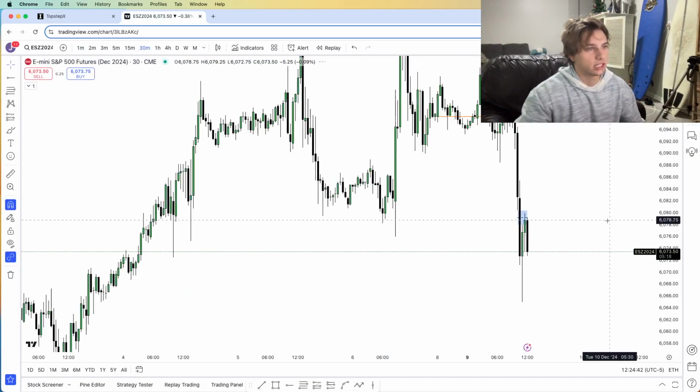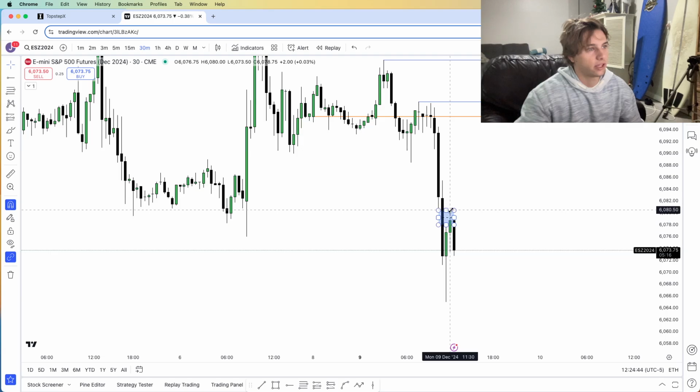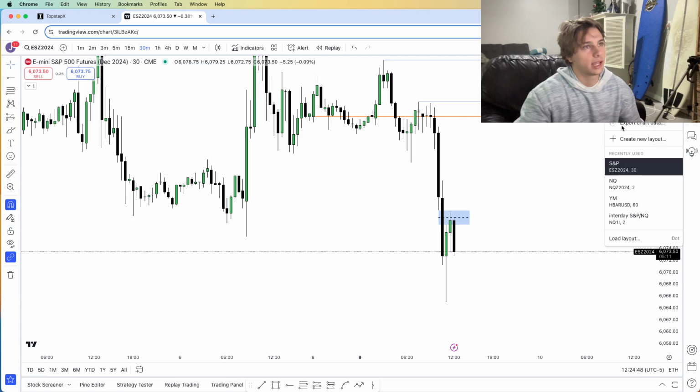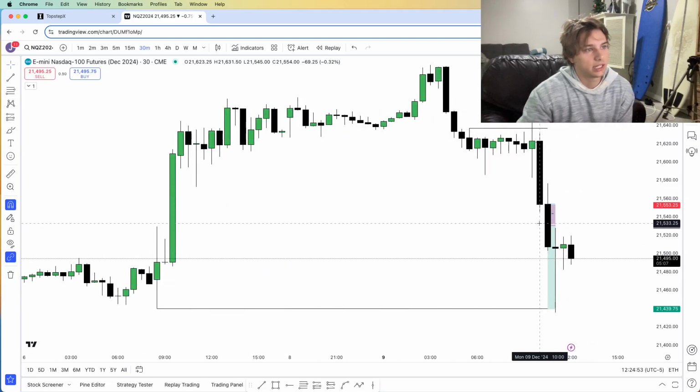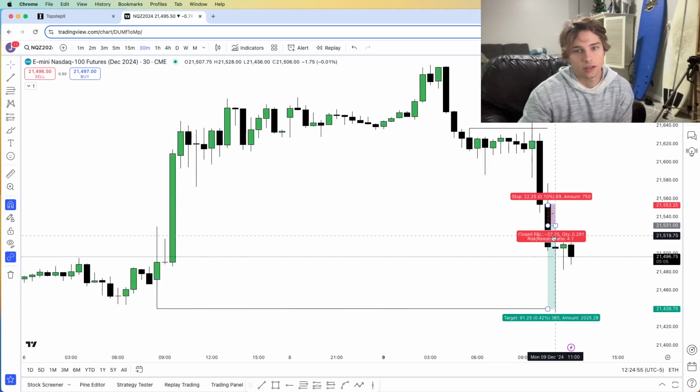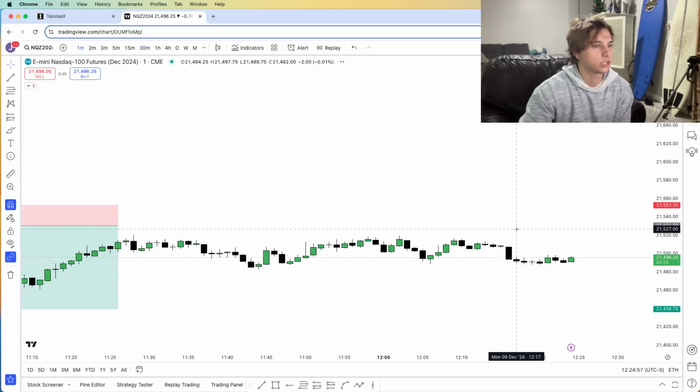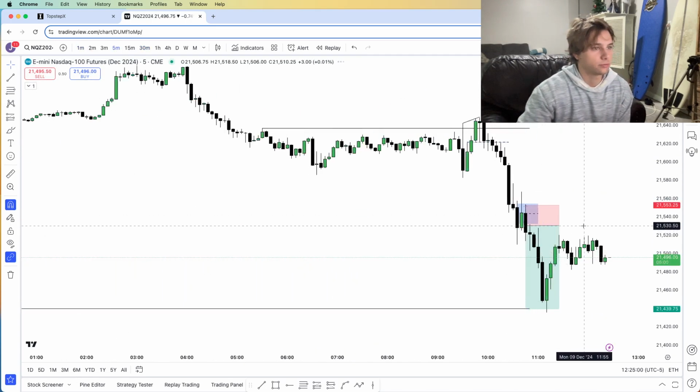Right now, something interesting that's happening is we have a 30-minute SMT fair value gap. We tapped into the 30-minute gap here on ES, and on NQ we haven't. I'll kind of show you guys that real quick. On NQ, we didn't tap into this 30-minute gap right here, as you can see, so that's kind of interesting. But we are really choppy right now.